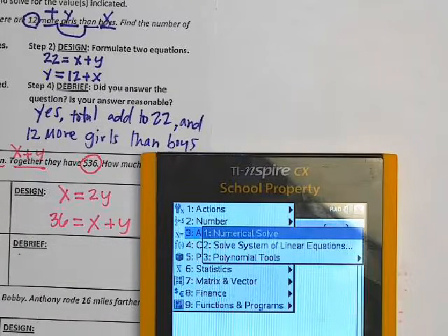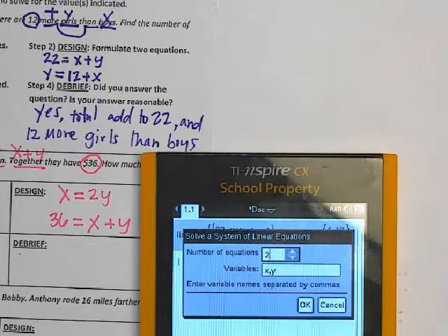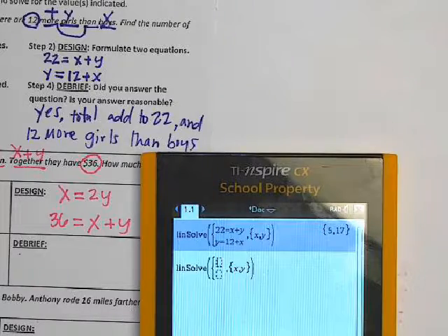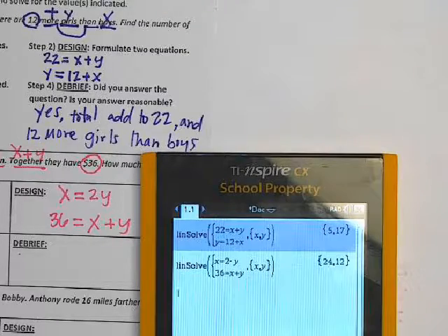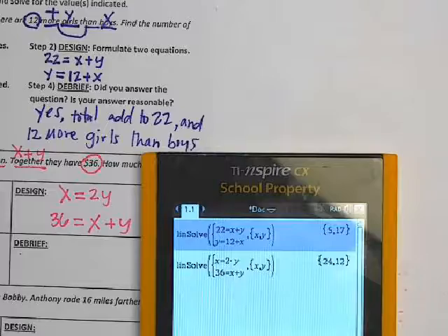Algebra. And we're talking about systems. I've got 2 equations, and we're using X and Y. So X equals 2Y. 36 equals X plus Y. Enter. And we get? Everybody get 24 and 12?